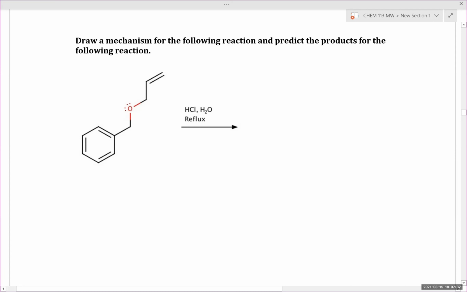Does anyone have a proposed mechanism, or does anyone have a question on this example as we work on drawing the mechanism and predicting the products for this reaction? You can also share your responses or any questions in the chat or verbally, or you can try to annotate your responses on the class whiteboard. Would anyone like to share their proposal?